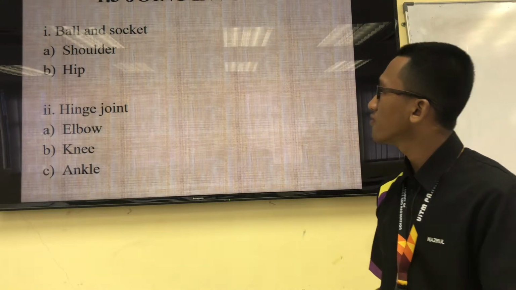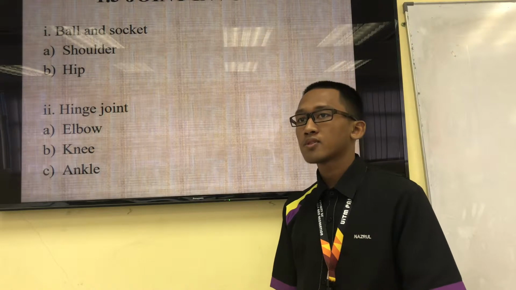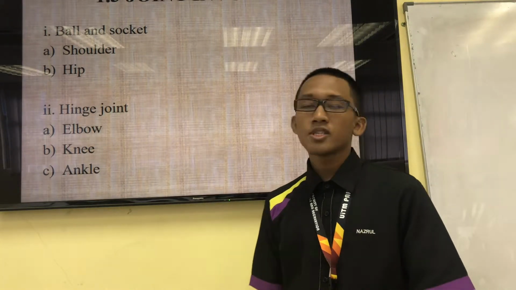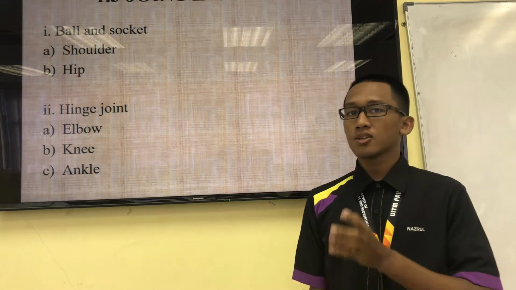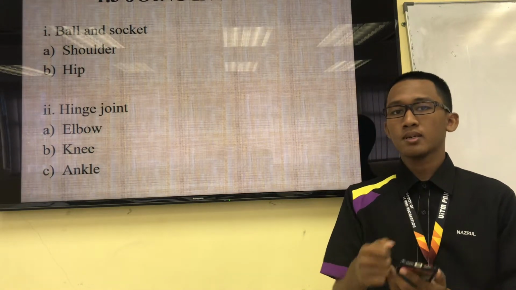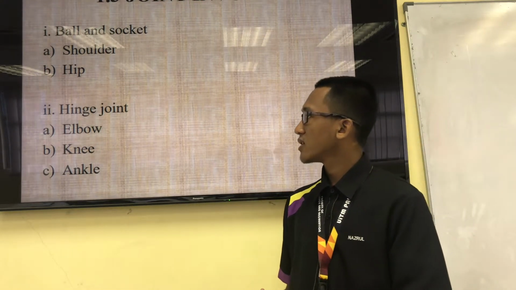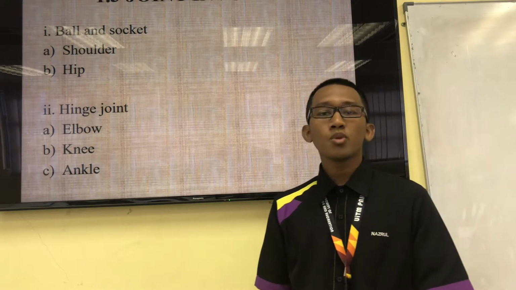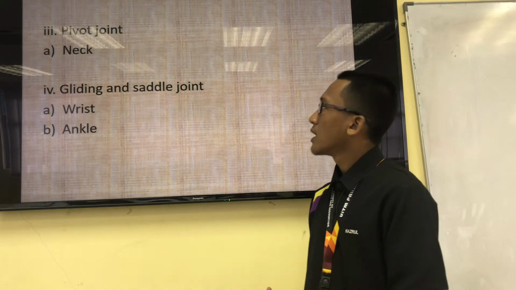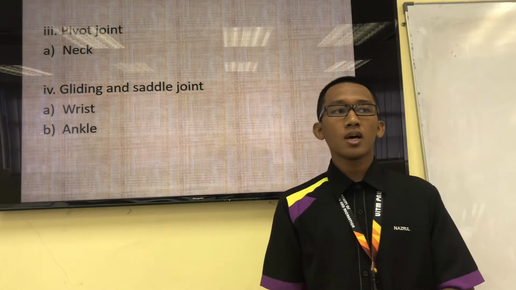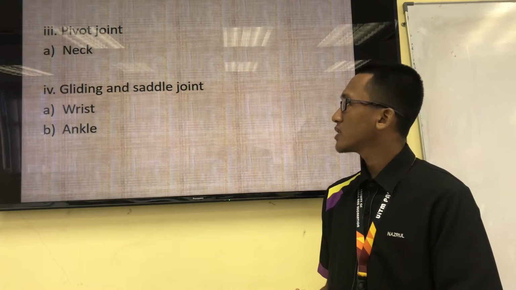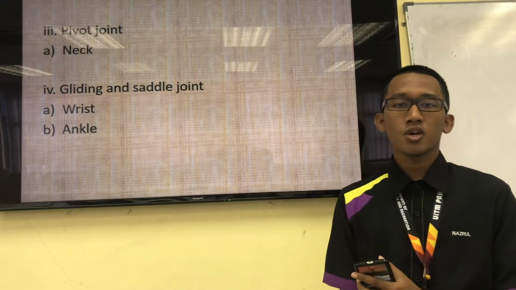This is the joint involved in hammer throw. First of all, the ball and socket joint, for example your shoulder and your hip, because you want to turn the hammer. Second is the hinge joint, which consists of your elbow, your knee, and also your ankle. Pivot joint only uses your neck joint. And lastly, gliding and saddle joint use your wrist and also your ankle and your leg.